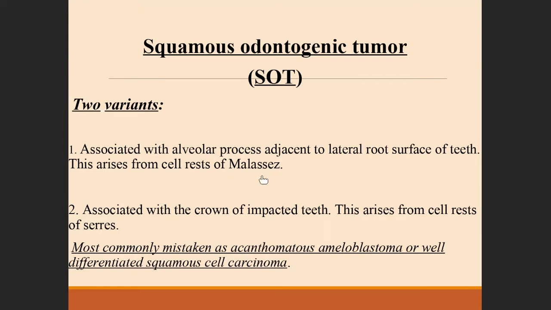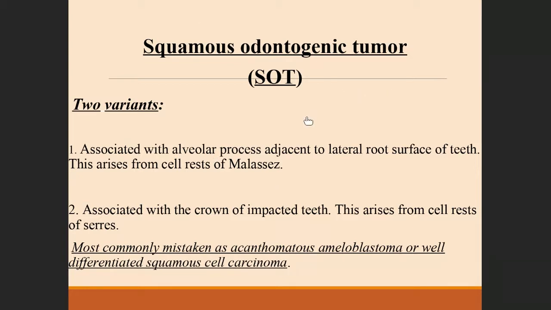So when we are talking about the pathogenesis of SOT, you have two concepts here. The one which is seen in the lateral root area is thought to arise from rests of Malassez. You already know that rests of Malassez are seen in the periodontal ligament space. They are the remnants of the Hertwig's epithelial root sheath which lie in a resting stage in the PDL space or the periodontal ligament space. In a few individuals, that proliferates to give rise to various cysts and tumors. So one tumor that can arise from proliferation of rests of Malassez is squamous odontogenic tumor.